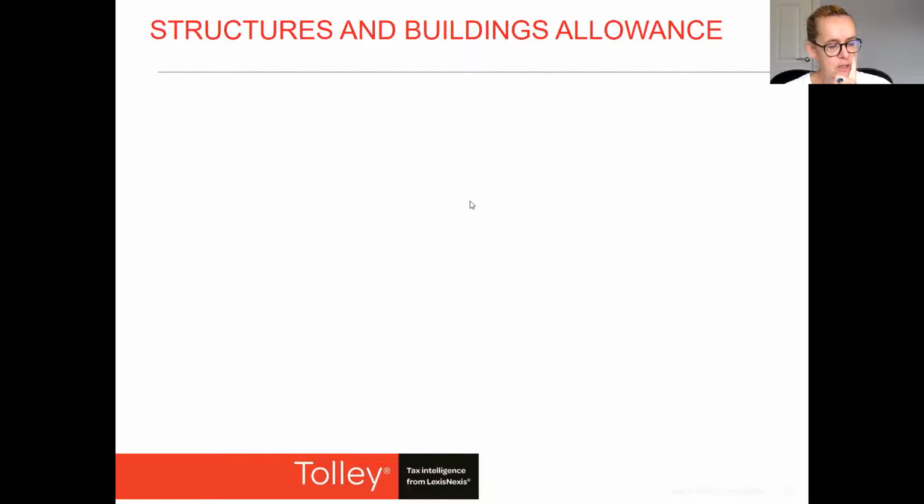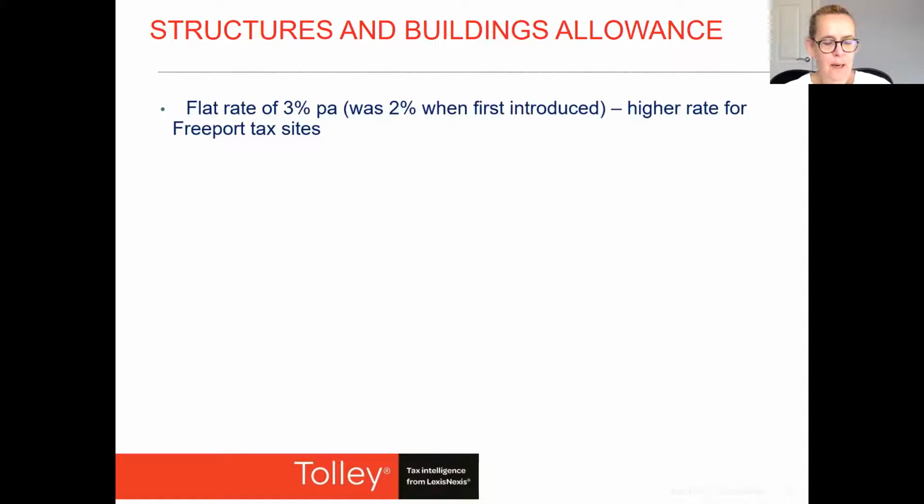Right, structures and buildings allowance. This is something that was introduced a few years ago. When it was first introduced, it was at a flat rate of 2%. It went up to 3%, and there is a higher rate for Freeport tax sites at 10%. And the growth plan that we had two weeks ago, actually, now, has announced a 20% higher rate for enterprise zones. I couldn't remember that again. Gosh, I'm not doing very well this morning, am I?